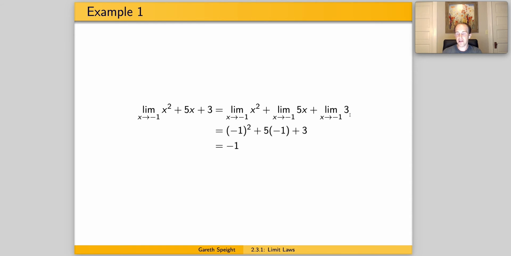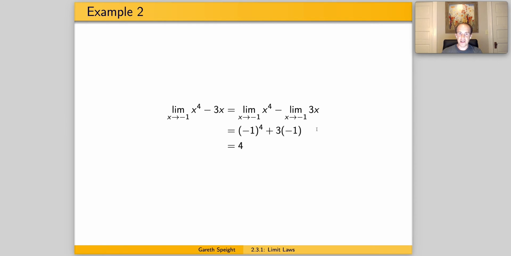And then here we have a constant, and whenever we take the limit of a constant, the constant just stays constant. Whatever x approaches, it doesn't matter what's happening with x, the 3 is just the 3. So we worked out the limits of each individual piece separately, and now we just have some numbers, we add them up, so we get 1 minus 5 plus 3, which is minus 1. Okay. So let's see some more examples.